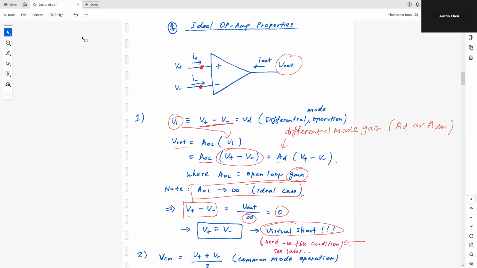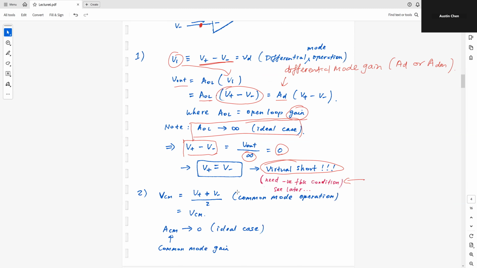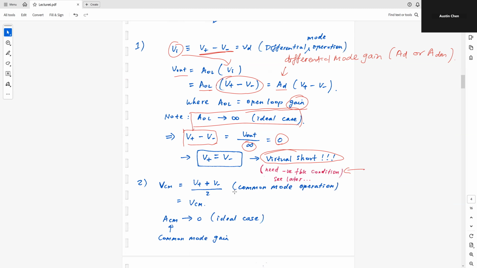So again, the first property of an ideal op-amp is to have large open loop gain. How large? All the way to infinity, as large as possible. Let's look at the second ideal property.